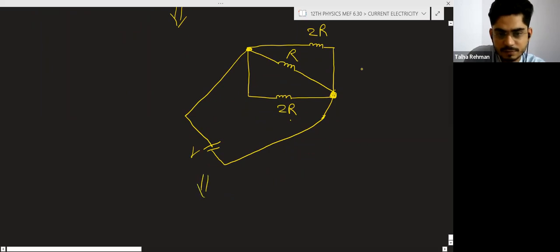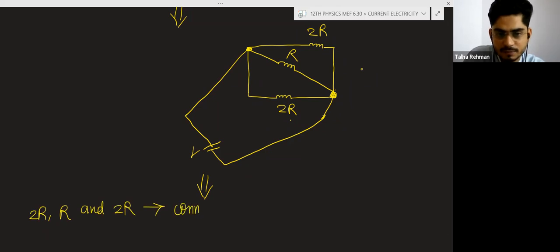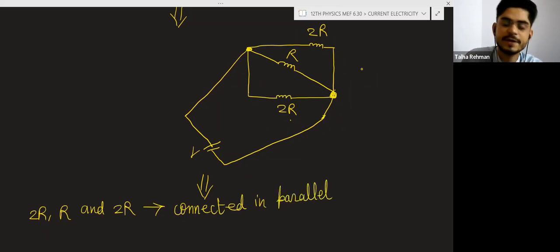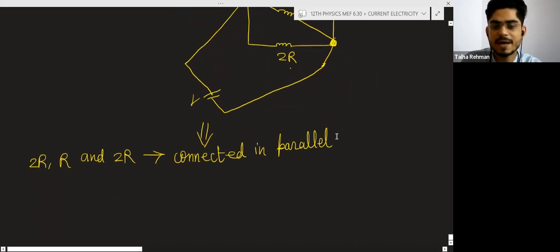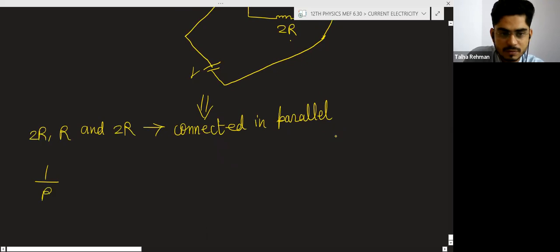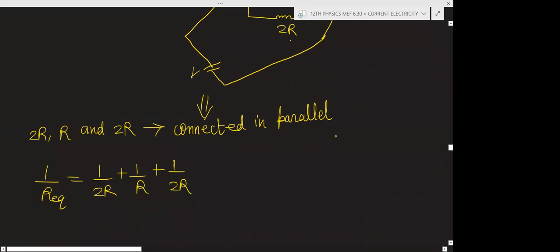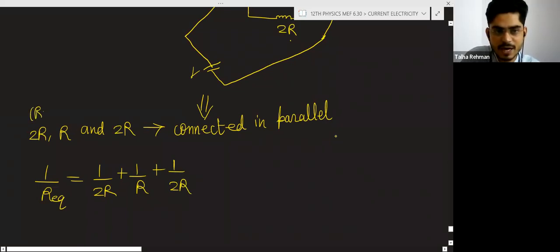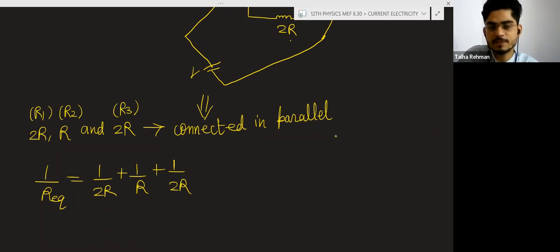So you can write 2R, R and 2R, they all are connected in parallel. So how will we calculate the parallel equivalent resistance? In parallel, 1 upon 2R plus 1 upon R plus 1 upon 2R. If I am taking this as R1, this as R2, this as R3, then the equivalent resistance in parallel combination is like this, and you can solve this.